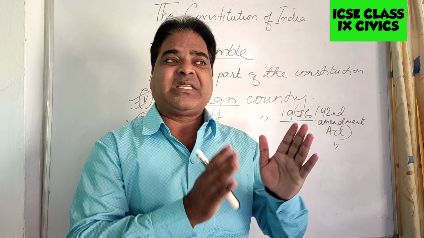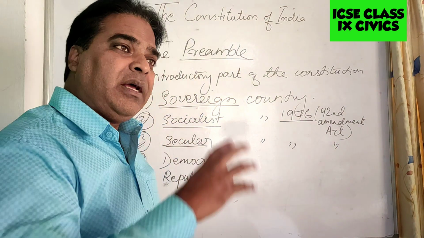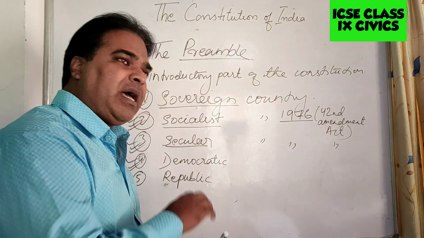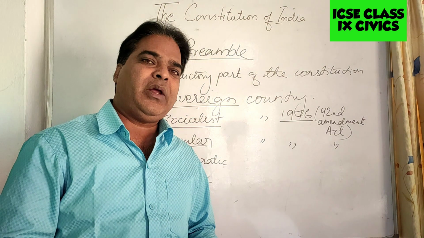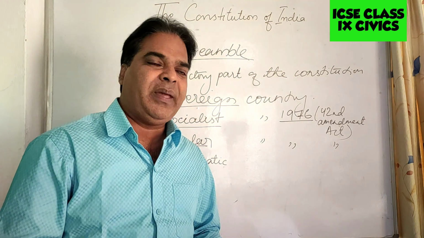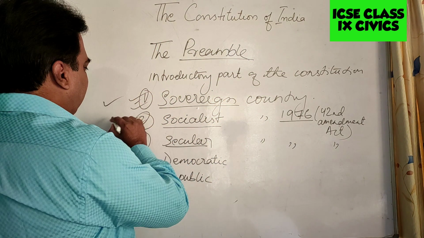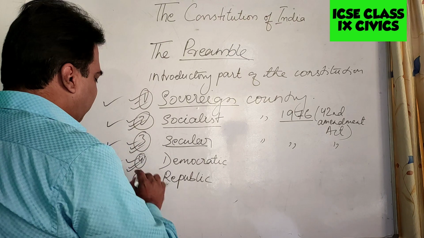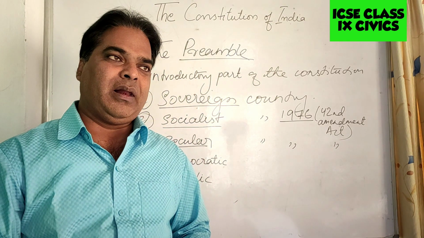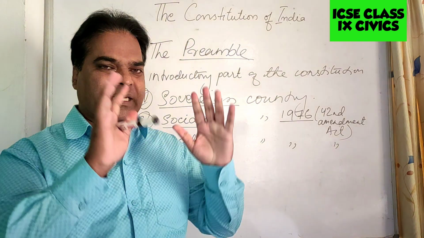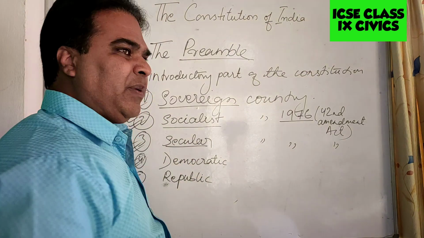So the hereditary system is there in Britain, that is in England, but in India, this hereditary system is not there. Whoever will be the head of our country will be elected by the people of the country. Is that clear, children? So these are the 5 important features of the constitution of our country, which is highlighted in the preamble. We the people. Is that clear? Any doubt you want to ask? If you don't understand any of these 5, I will explain again.